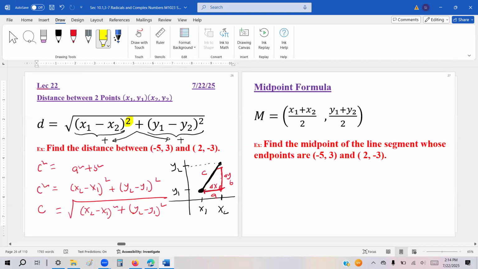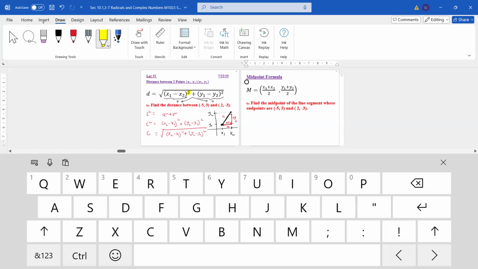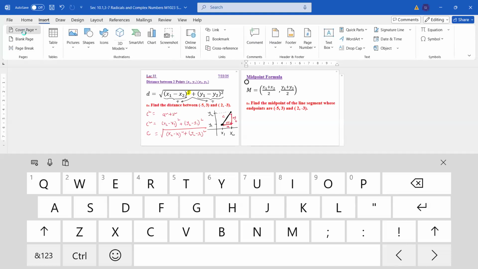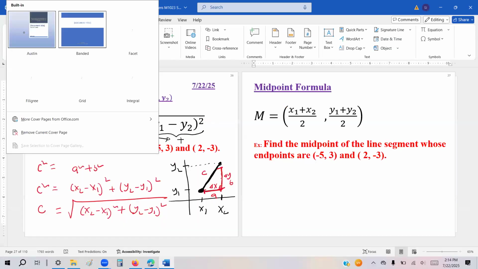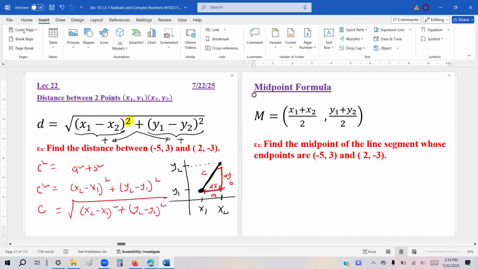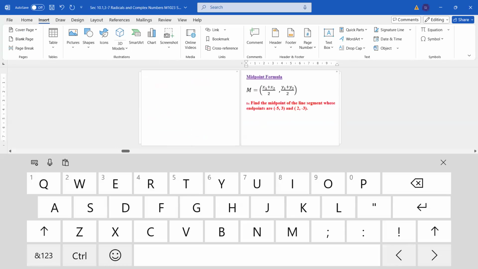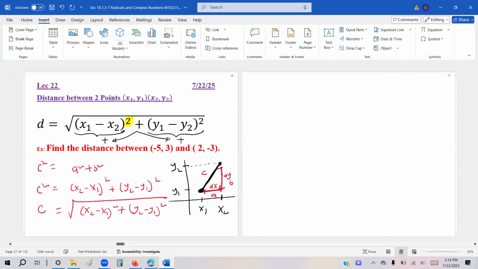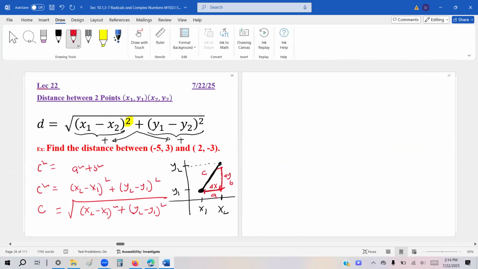Now we are going to use this formula to find out the distance between the 2 points given to us. We are given 2 points, (-5, 3) and (2, -3). Let's say the first pair is x1, y1. The second pair is x2, y2.